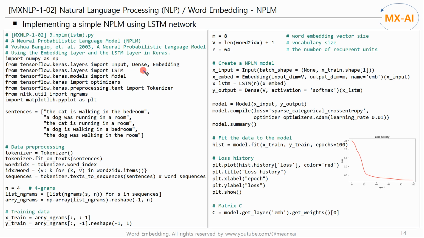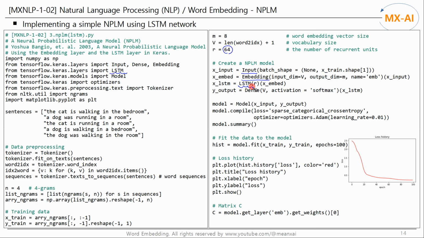Now let's implement the NPLM using the Keras LSTM layer. We'll use the same data as in the previous code. The number of recurrent units is set to 64. Create an input layer and an embedding layer.